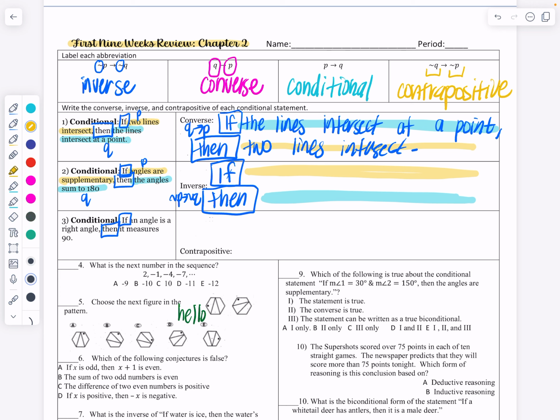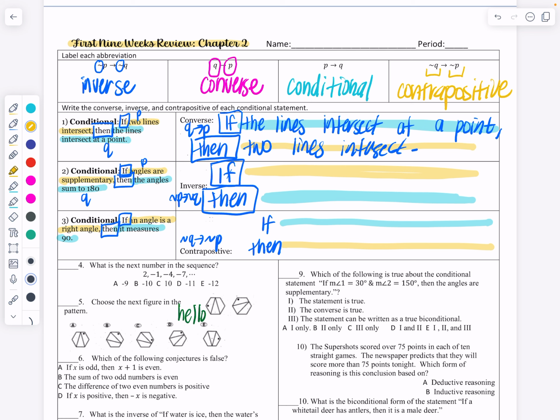All right, so let's go again. My original statement is: if an angle is a right angle, what do we know about it? Then it measures 90. So what's my contrapositive going to be? My contrapositive is going to be not Q, then not P. So in colors, it's going to be if not blue, then not yellow. So we're going to do that out loud. If not blue, then not yellow. So it would be if it does not measure 90 degrees, then an angle is not a right angle.